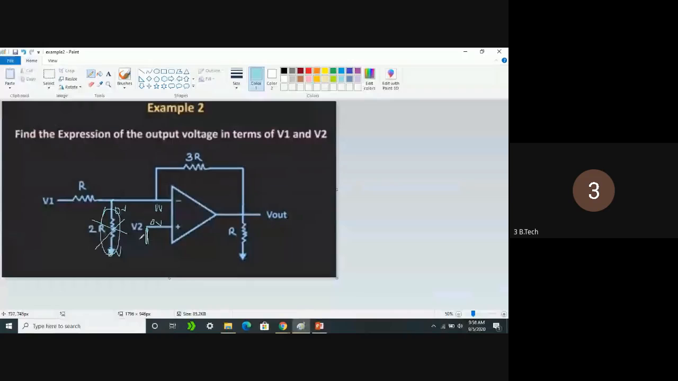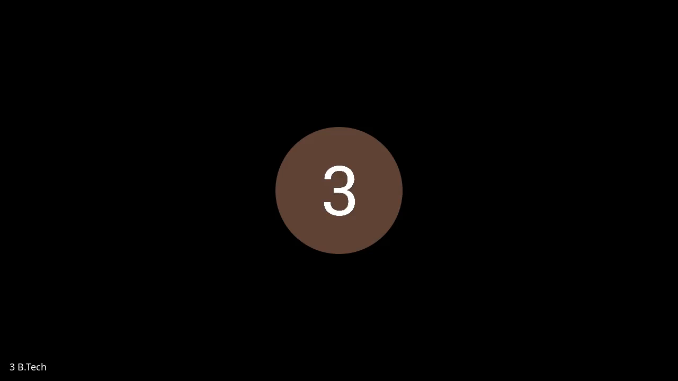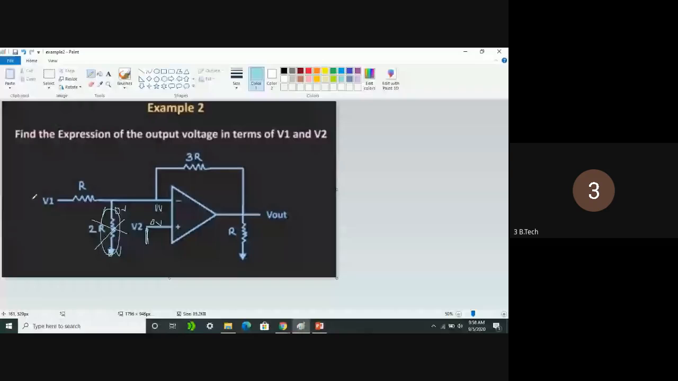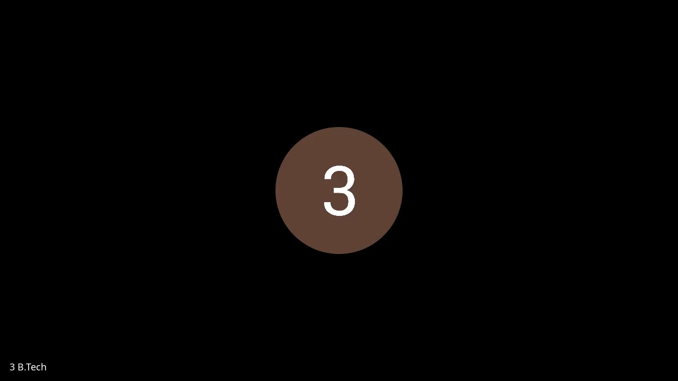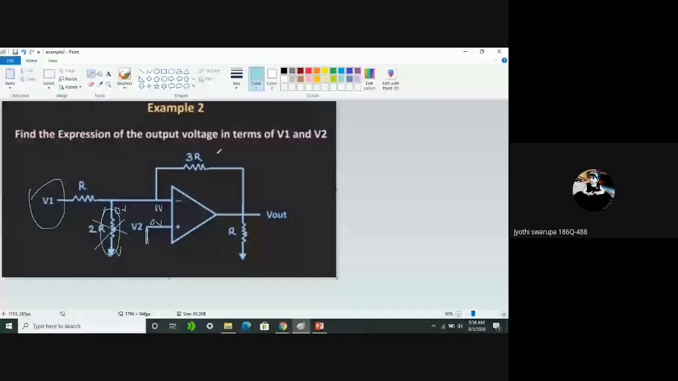Now this is an inverting amplifier with input V1. We can write clearly the output. What is the output? For an inverting amplifier it is minus RF by R1 into Vin. That is the output formula.